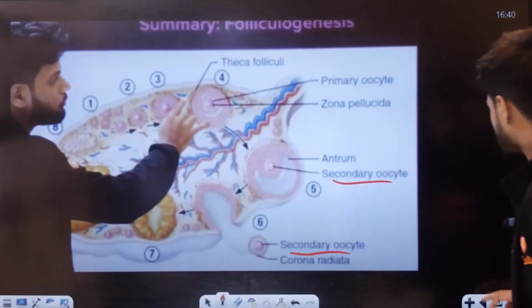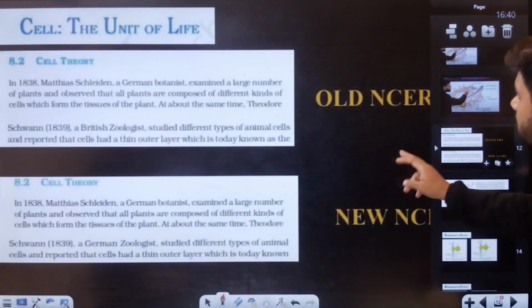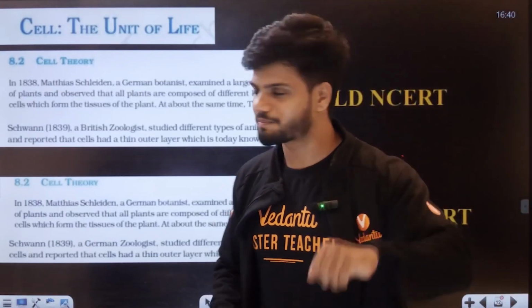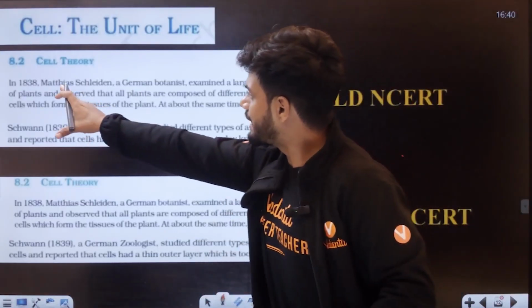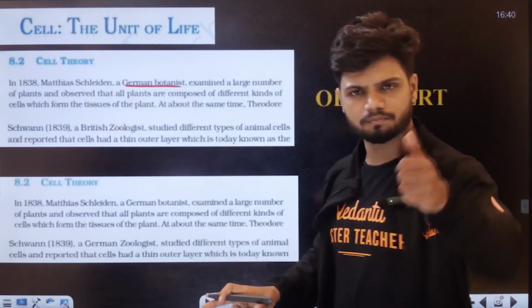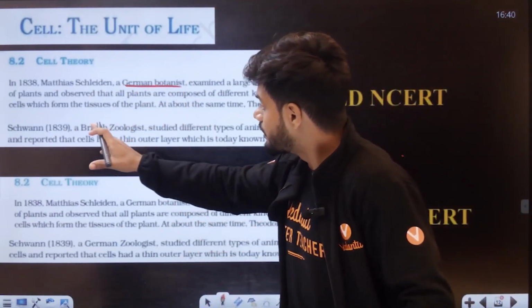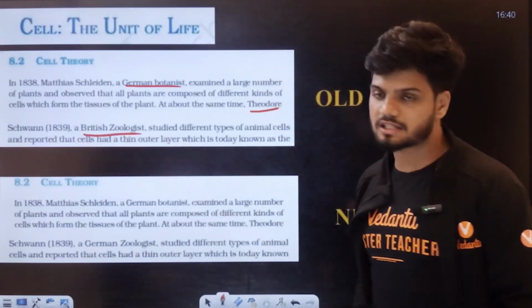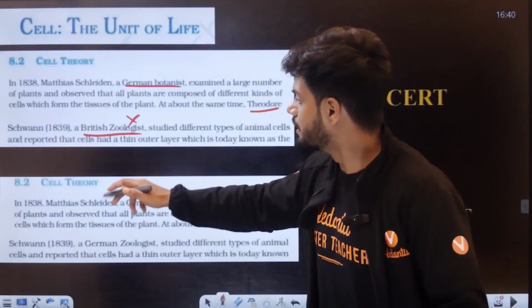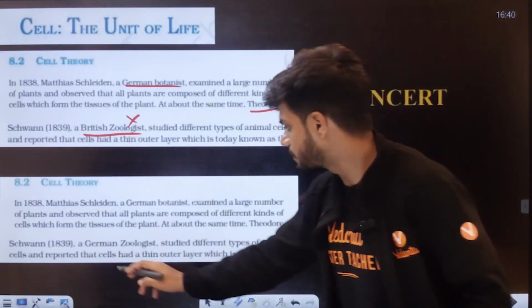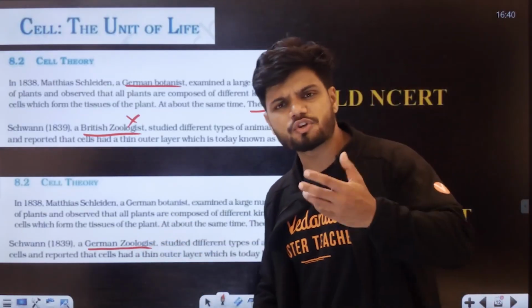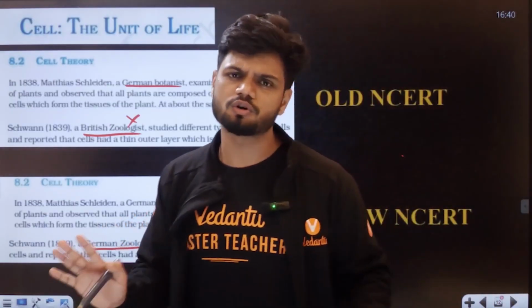Right. Now students, the next one is from the cell chapter. Again, it is a minor change here. One nationality is changed. Here it says Matthias Schleiden is a German botanist. Correct. Now students, they said Theodor Schwann was a British zoologist. Now that becomes wrong because Theodor Schwann is also a German zoologist. So both are now German. Who is German? Who is British? The confusion is not there anymore.